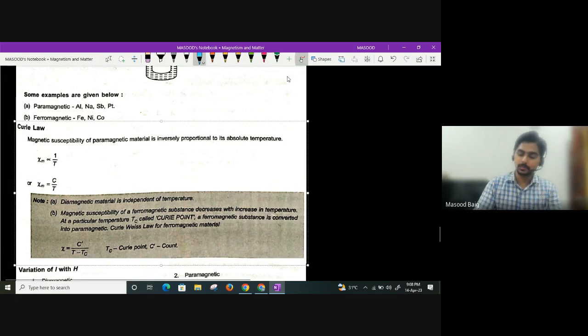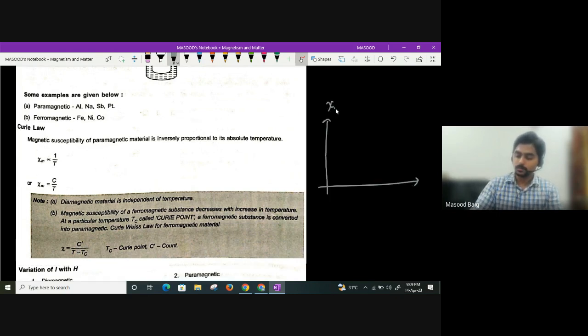Let us see the susceptibility variation. For paramagnetic materials, how will susceptibility vary? For paramagnetic, it is inversely proportional to temperature. Because it is inversely proportional, it will follow a rectangular hyperbola. Is that clear? That is Curie law.